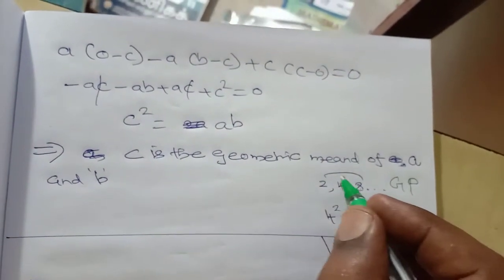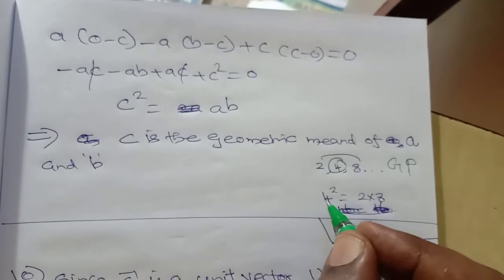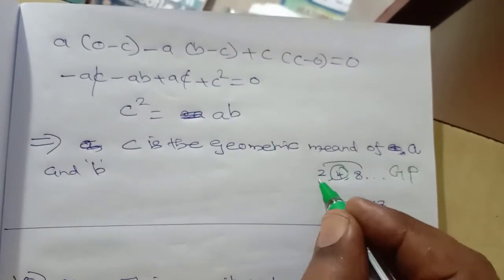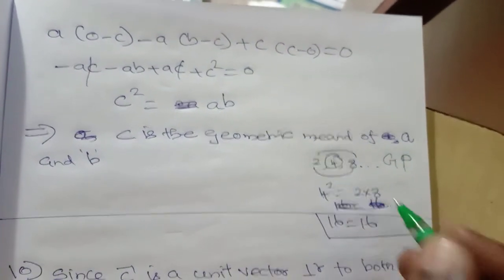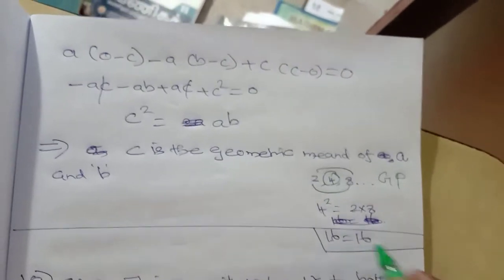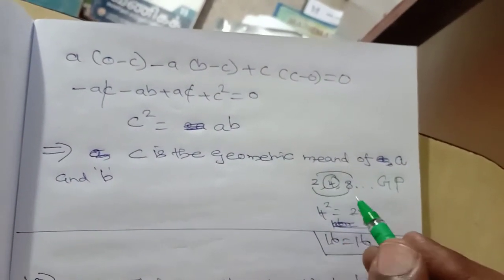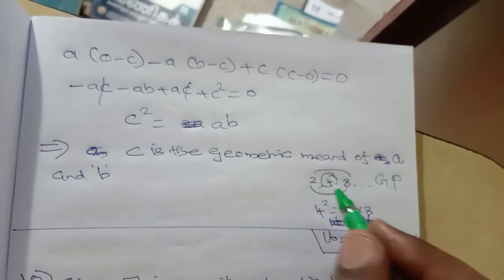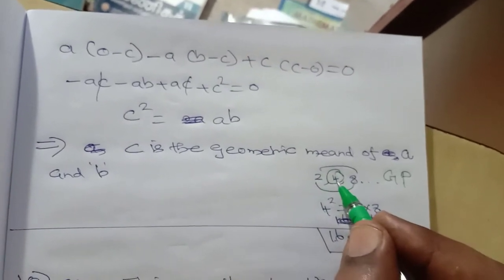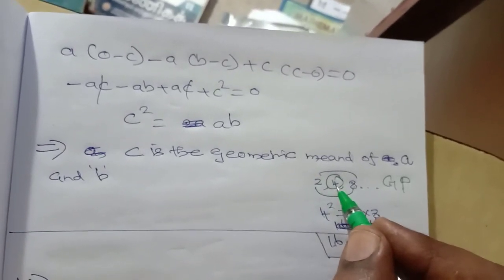Now you take the middle term, 4 square. 4 square equal to what? Product of the first and last, 2 into 8. So 16 equal to 16. So if they are in GP, then B is nothing but the geometric mean of A and C.